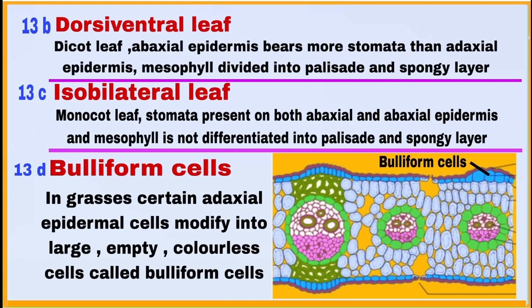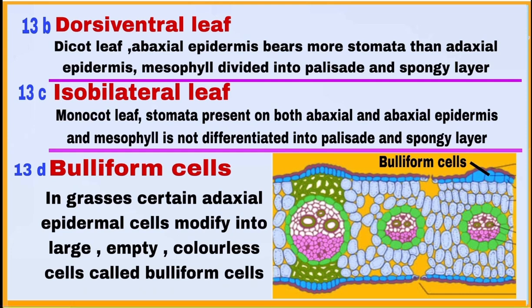Dicot leaf is also called dorsiventral leaf where abaxial or lower epidermis bears more stomata than adaxial or upper epidermis. Also, in dicot leaf, mesophyll is divided into palisade and spongy layer. Come to next, monocot leaf is called isobilateral leaf where both epidermis have stomata, and also mesophyll is not differentiated into palisade and spongy layer.